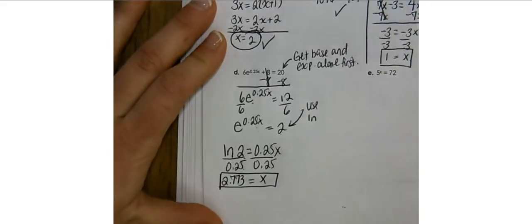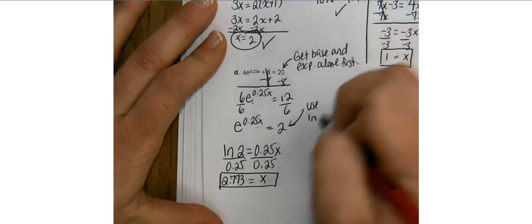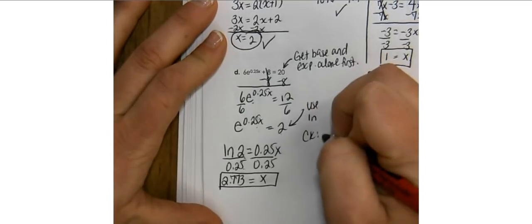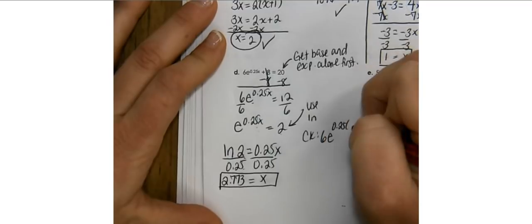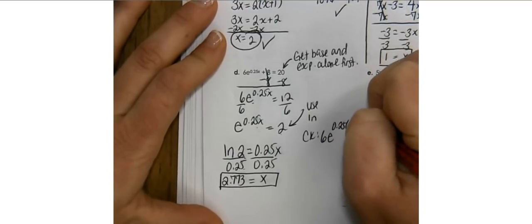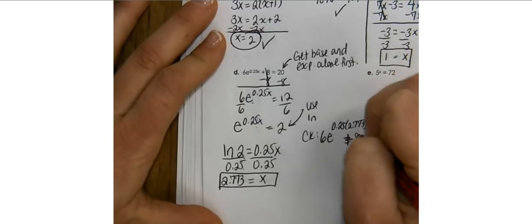Now I'm going to check my answer by plugging this number back into the original. And remember that it should be pretty close. So when you check your answer, I'll check right here. I'm going to write 6 times e to the 0.25 times 2.773 power. Is that plus 8 equal to 20?